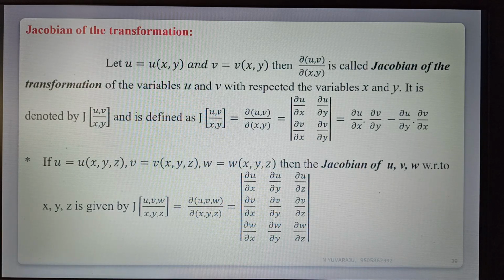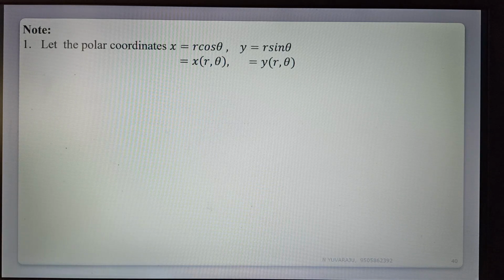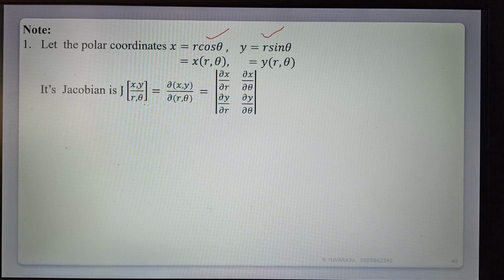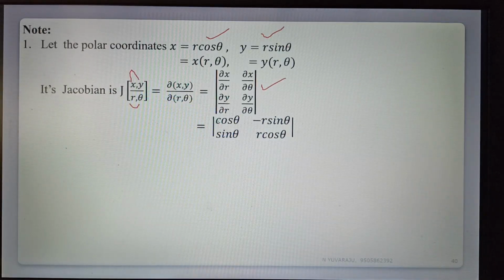See the next one. Note: let the polar coordinates be x equal to r cos theta, y equal to r sin theta. Then the Jacobian of the polar coordinates, that is, the Jacobian of x and y with respect to r comma theta, is equal to dou of x comma y by dou of r comma theta, which is the determinant of dou x by dou r, dou x by dou theta; second row dou y by dou r, dou y by dou theta. Here dou x by dou r is the derivative with respect to r, which is cos theta; dou x by dou theta is r into the derivative of cos theta, which is minus sin theta.